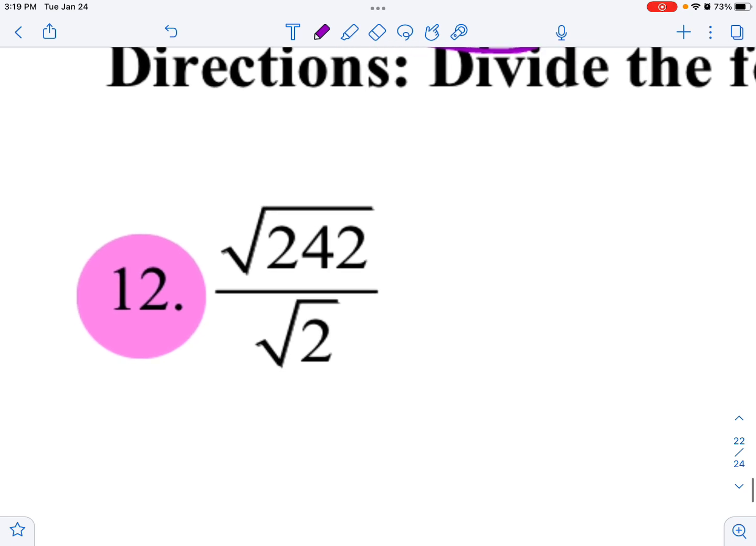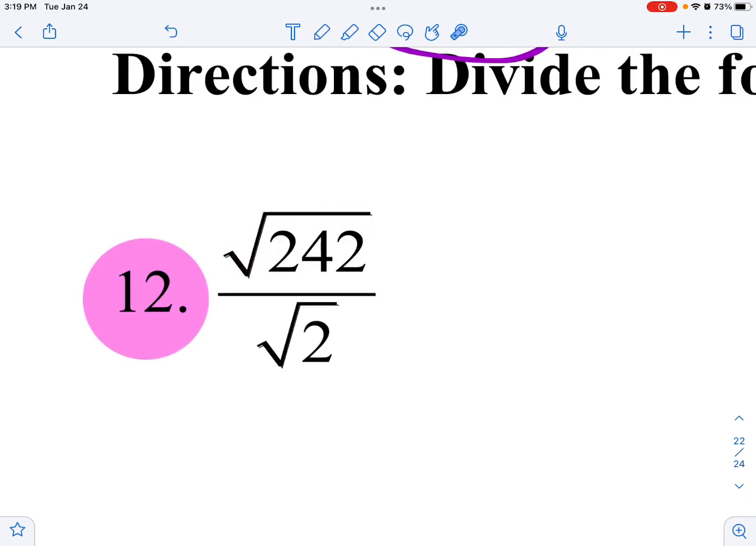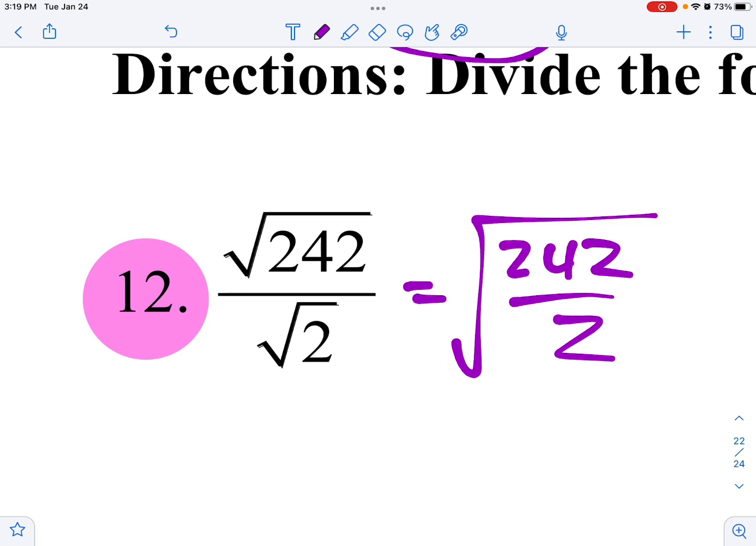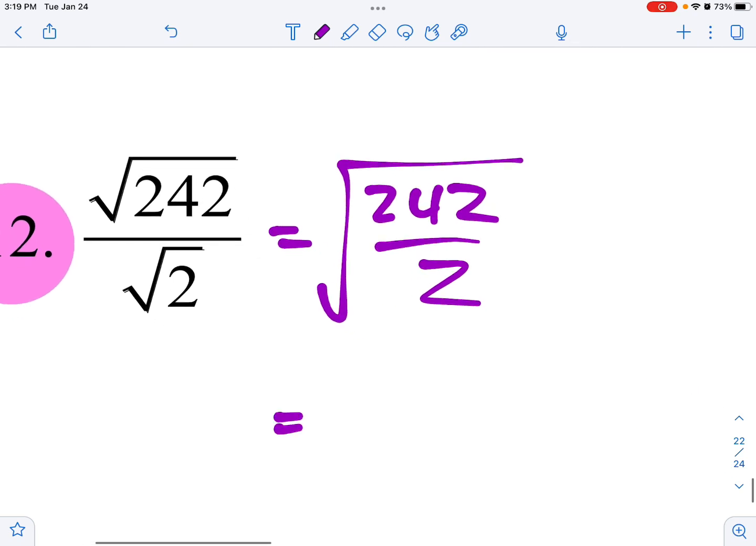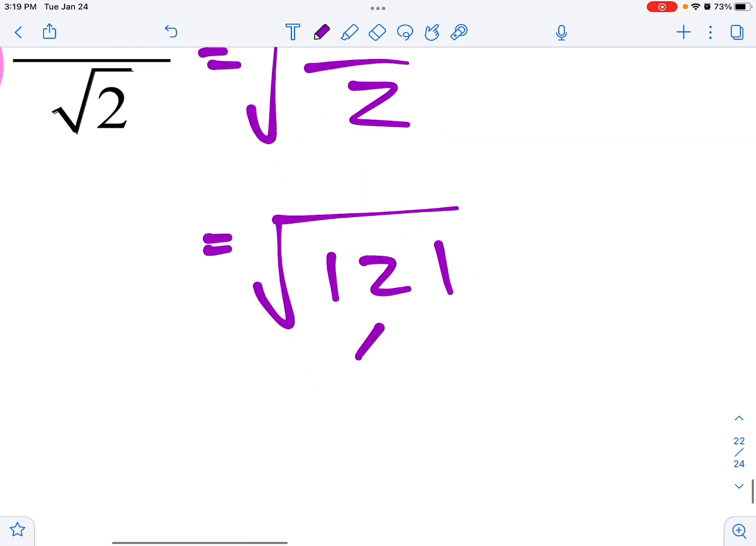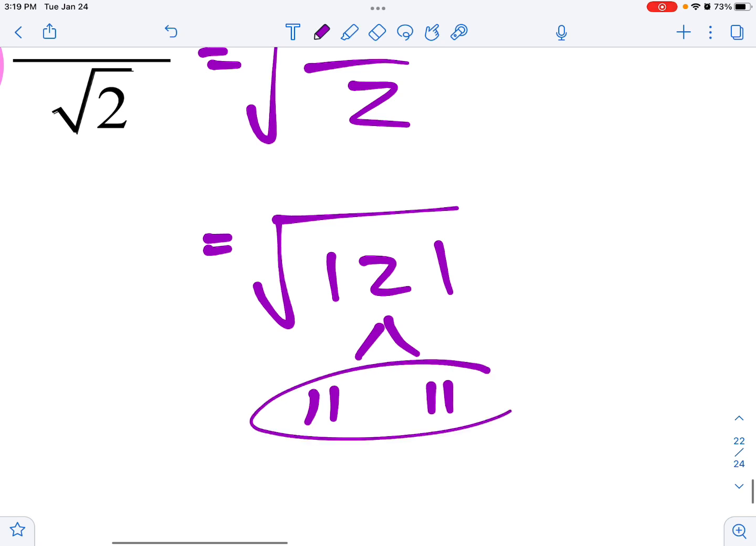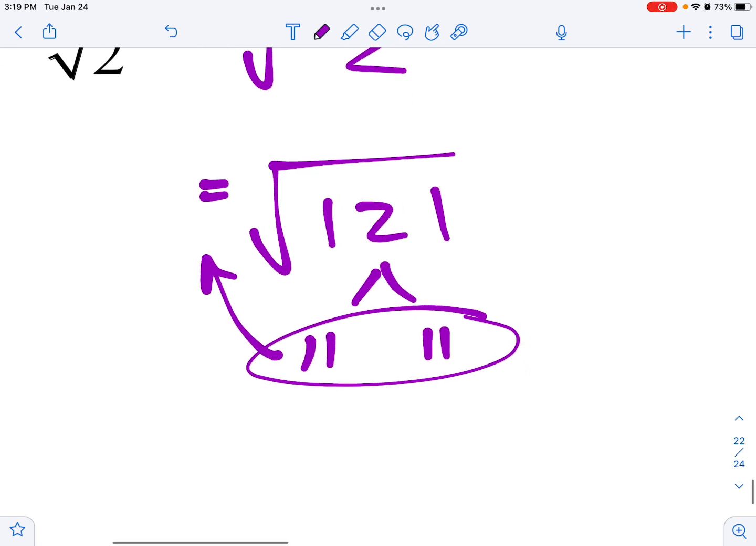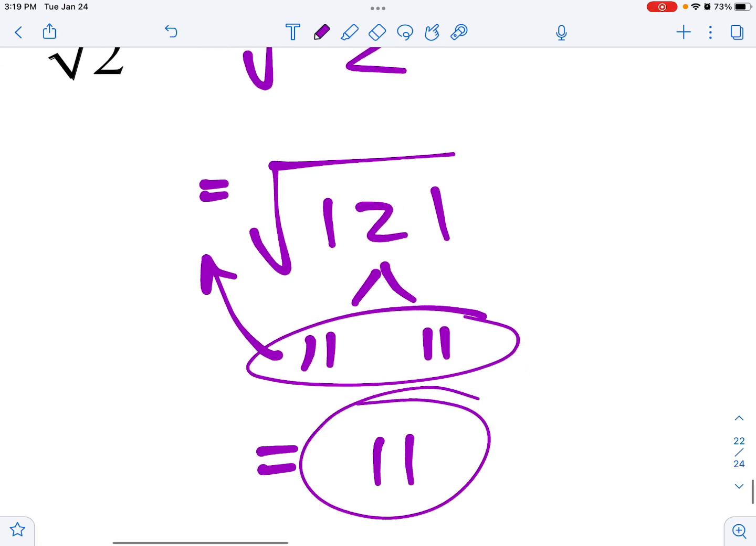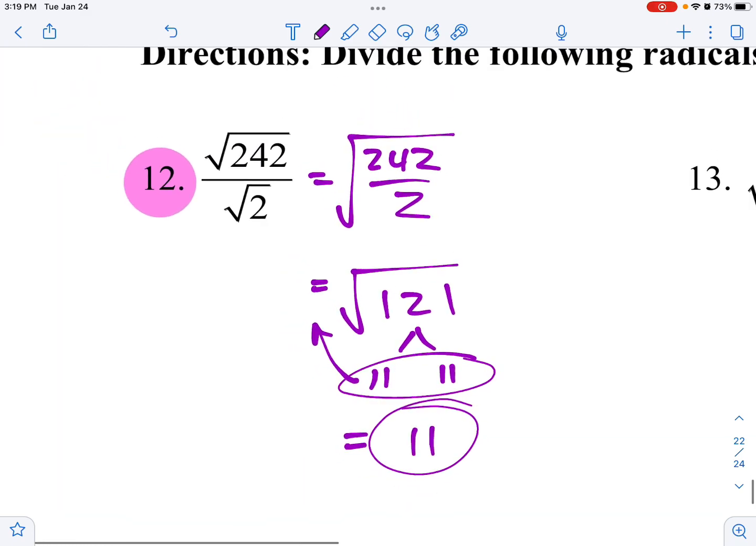Remember that there's a rule about how if you have a radical over a radical, you can combine them into one giant radical. So that makes it 242 over 2. You can put everything inside one radical and pop that into your calculator. 242 over 2 reduces to 121. And did you know 121 is 11 and 11? It's a group of 2. It's actually a perfect square with no numbers left over on the inside. So 11 is your final answer for that one.